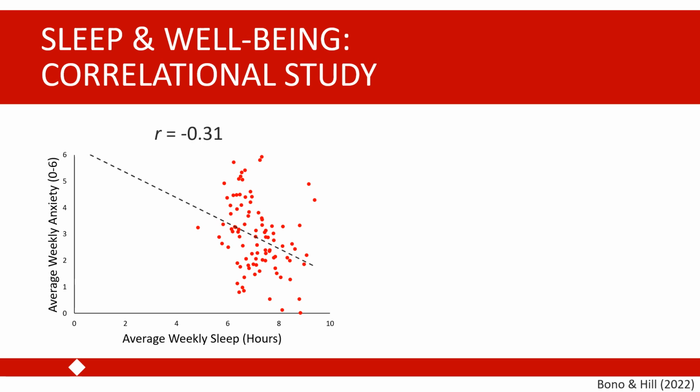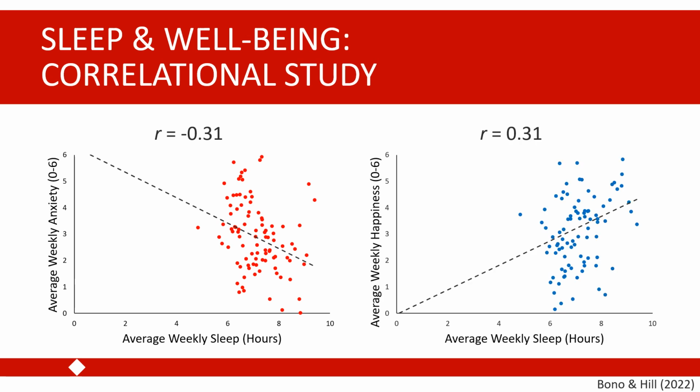In this figure, we can see the association between this same variable, so the average amount of sleep that these college students reported getting on weeknights over this 15-week period of time. But now on our y-axis, we've got the average level of happiness that they reported over this 15-week period of time. And here we can see that if we draw a line through these observations, the slope of this line is going in the opposite direction. This is a positive slope.